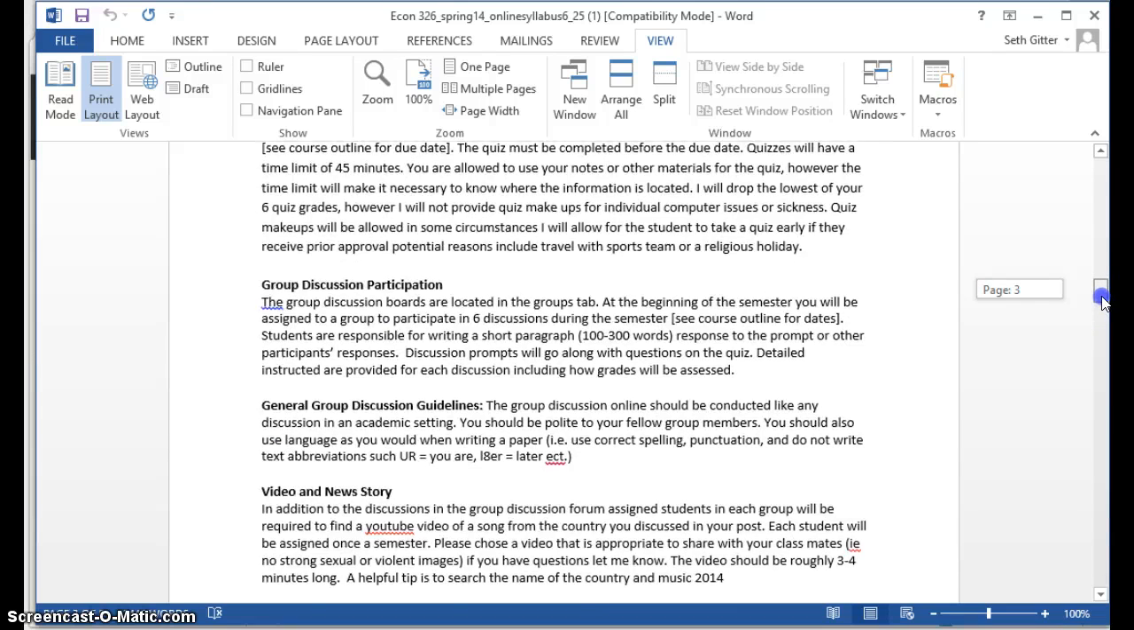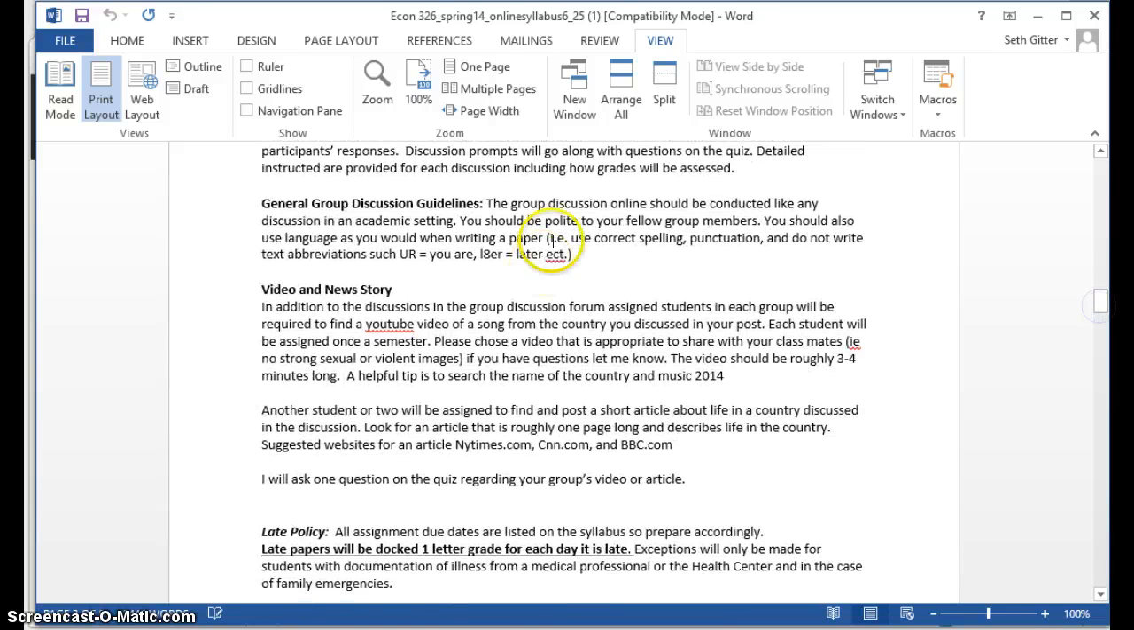The group discussions I've talked about. Just in general with the group discussions, try to use academic language, like you would if you're handing in a paper, and be civil to each other. There really should be no need for any name calling or anything like that. I've talked a little bit about the video or news story, and here's some more information about that.